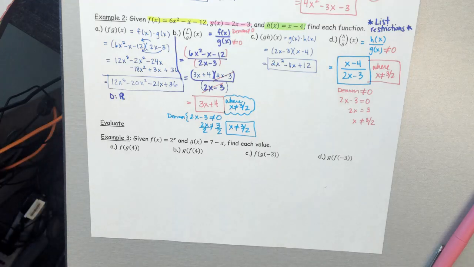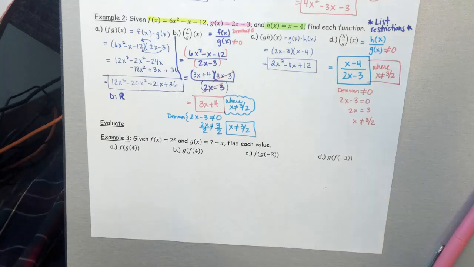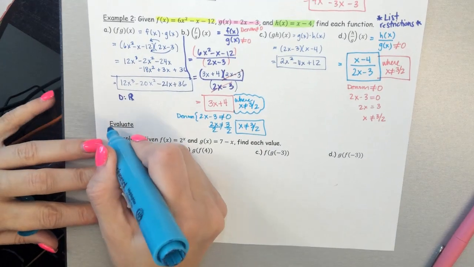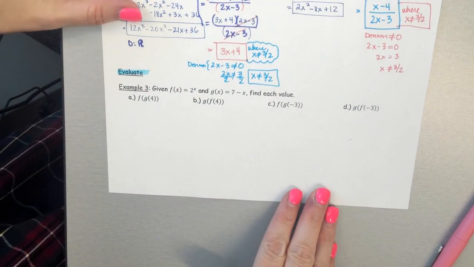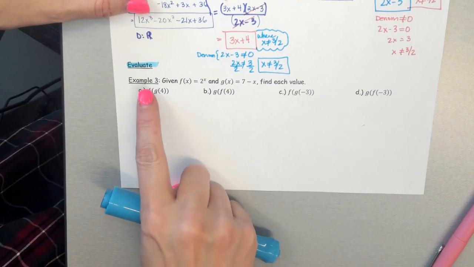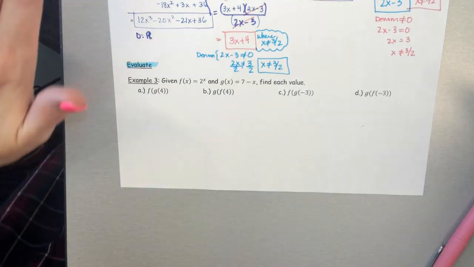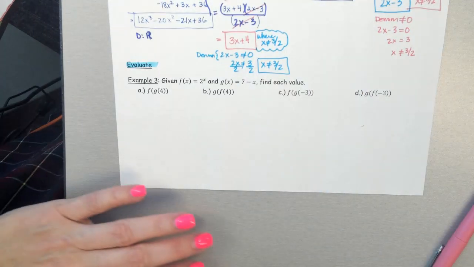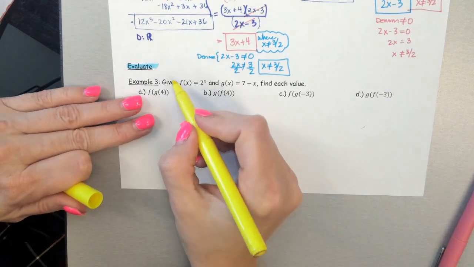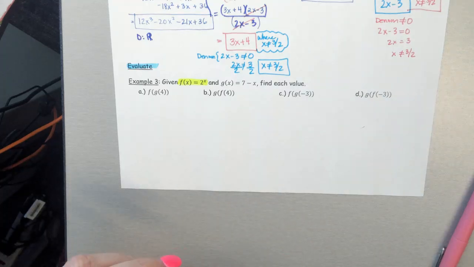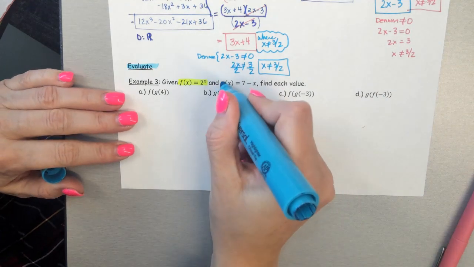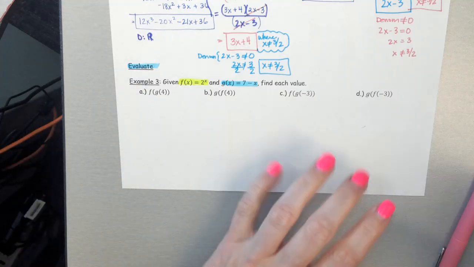Okay, now these next ones are kind of fun. Now we're going to move on to evaluating. Before we were doing operations, but when you evaluate, you're going to be plugging in each value, and this is called a composition. So I told you we were going to look at compositions today. You're given f of x is 2 to the power of x, and g of x is 7 minus x. We have to find each value.